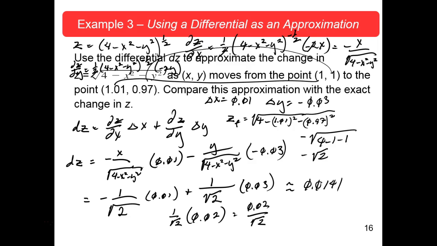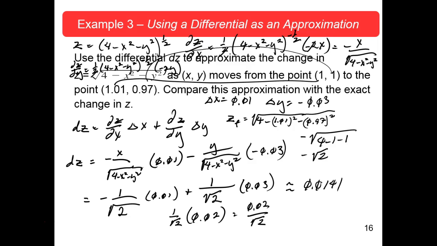What you have to do is enter the argument first. So you enter this first: 4 minus 1.01 squared minus 0.97 squared. Hit an equal sign. It should be a number fairly close to 2. What I have is negative 0.95. Wait, let me see the difference.